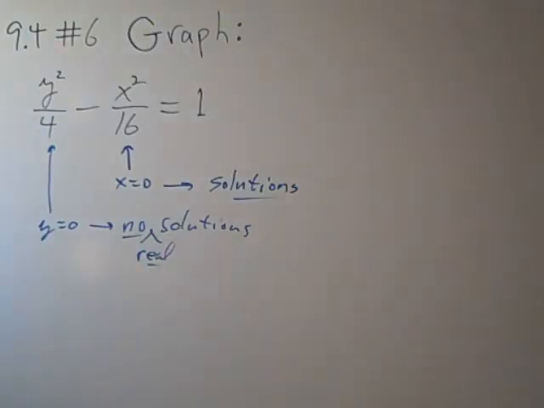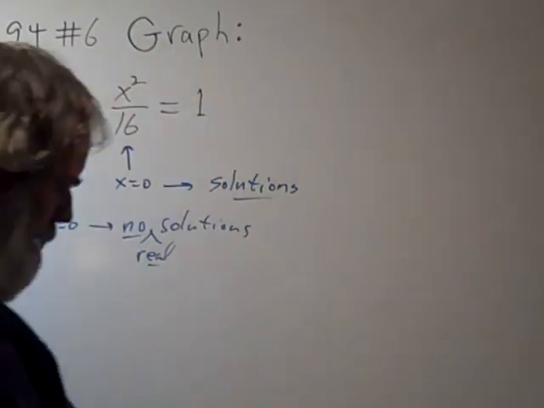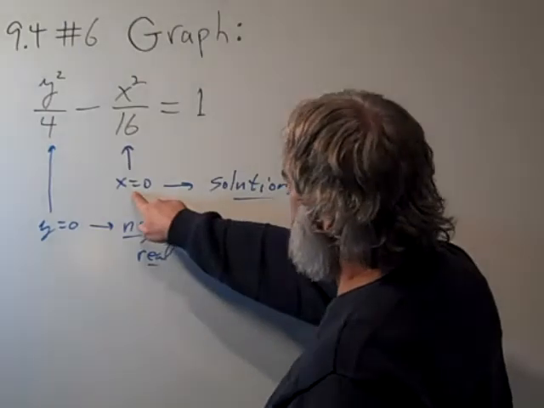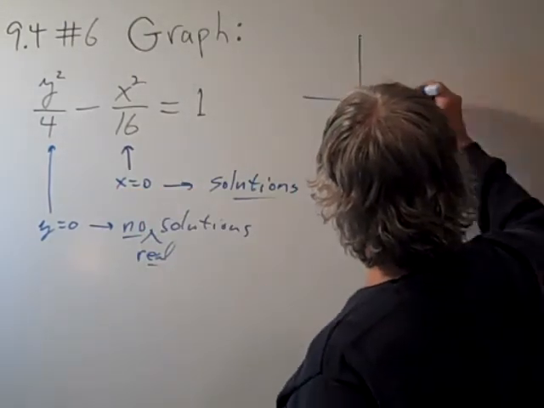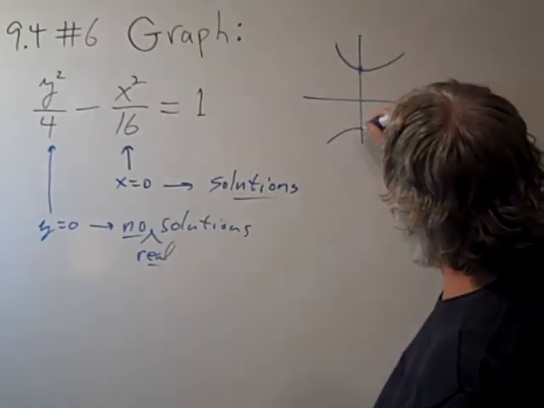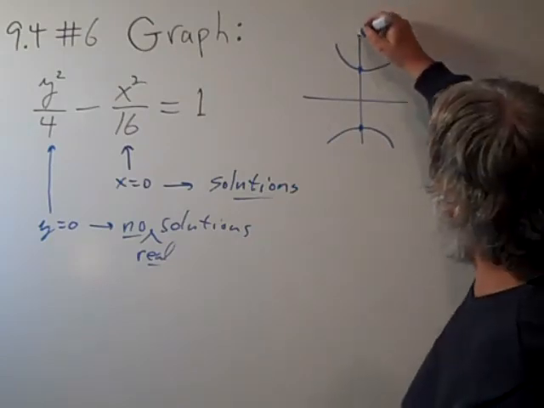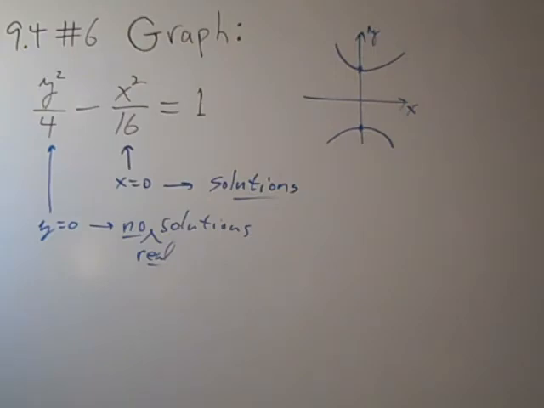Because if y is 0, this term vanishes and you have a negative on the left and a positive on the right. No real number could satisfy that equation. So, that means that this situation has y-intercepts. When x equals 0, you have y-intercepts, but it has no x-intercepts. So this must be a pair of hyperbolas that only intersect the y-axis, but not the x-axis.